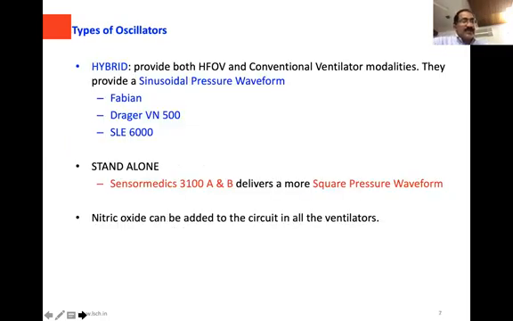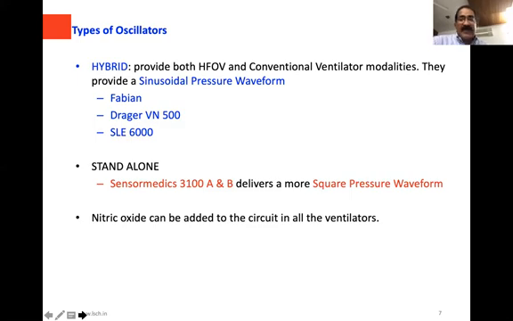So, on the types of oscillators, you have two varieties. One is the hybrid variety. They are the newer varieties, which you're seeing a lot of. The usual ones that we see are the Fabian, the Draeger VN500, and the SLE 5000 as well as the 6000. Whereas the standalone models are the SensorMedics 3100A and B. So these are the two differences. In the hybrid one, you get a more sinusoidal pressure waveform, whereas in SensorMedics, it's more of a sinusoidal and more of a squarish type of wave pattern.